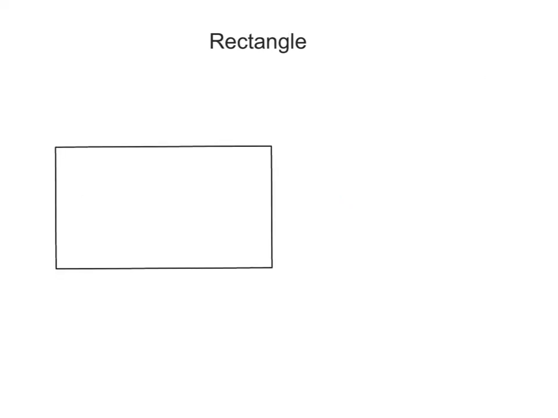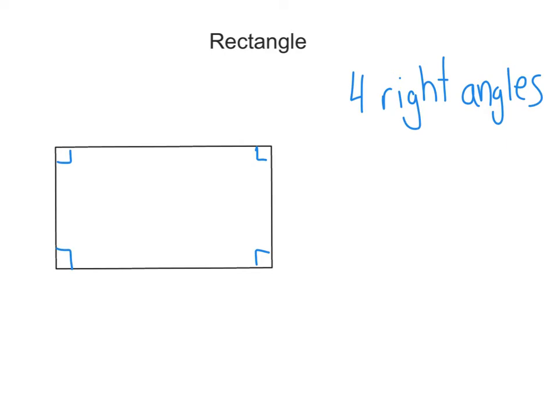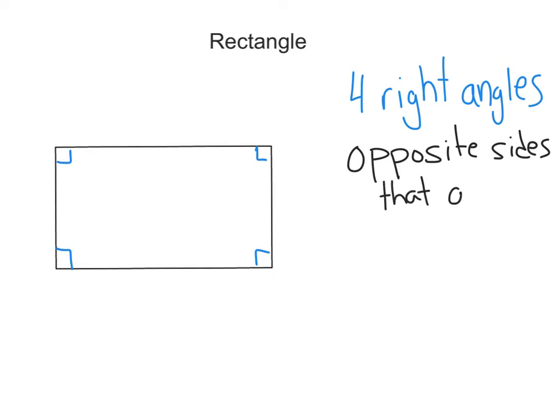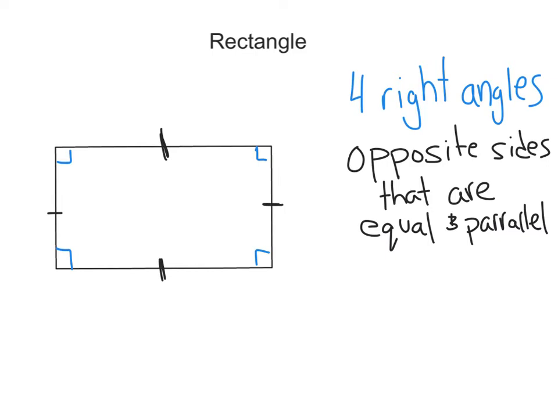The first is the rectangle. It has some defining attributes. It has four right angles, which we can see: 1, 2, 3, 4. It has opposite sides that are equal and parallel. So we can see that these sides are equal, these sides are equal, and they're also parallel.